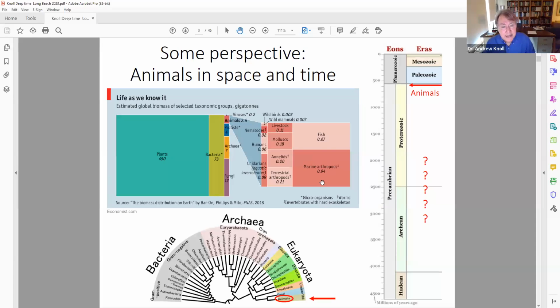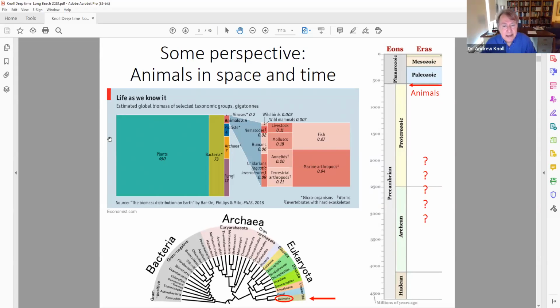Now, this next slide tries to put that record in several types of perspective. I really like this diagram in the upper left. It comes from some work by Ron Milo's group at the Weizmann Institute in Israel.